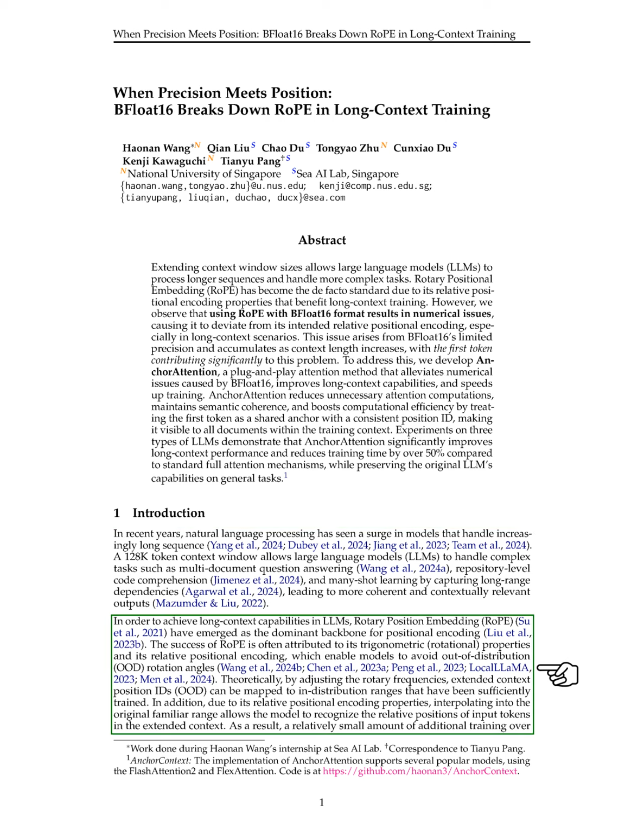This capability is largely due to Rotary Position Embedding, RoPE, which has become the leading method for positional encoding in LLMs. RoPE's effectiveness stems from its rotational properties and the way it encodes relative positions, helping models avoid issues with out-of-distribution rotation angles. We explain that by adjusting rotary frequencies, we can map extended context position IDs to ranges that the model has already learned. This allows the model to understand the relative positions of tokens even in longer contexts with minimal additional training.